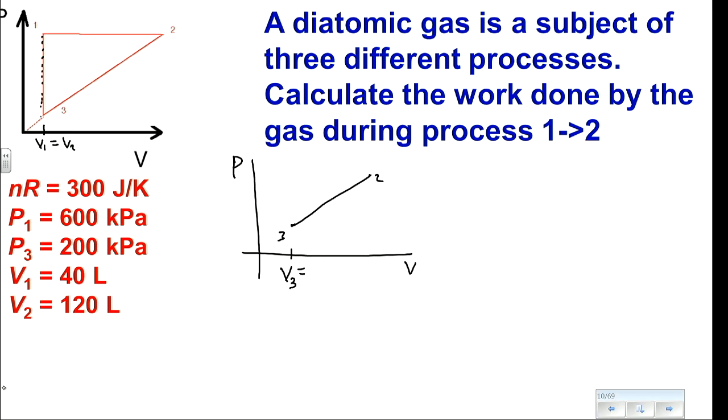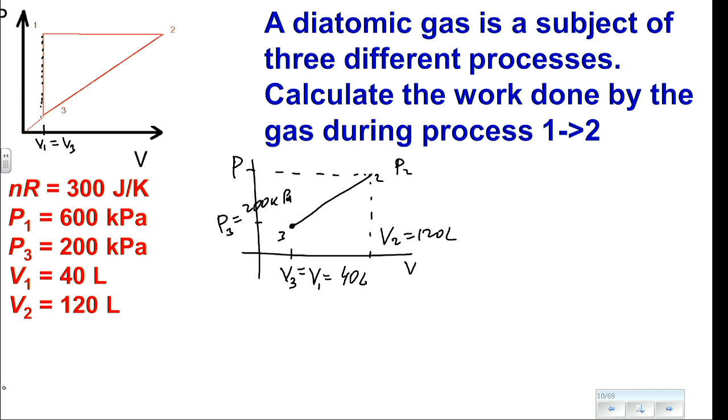Since the process is happening with no change, that is V1, and that is 40 liters. What else do we know about this state? Pressure. We know the pressure, 200 kilopascals. All right. For this state, what do we know? This volume is just given to us, 120 liters, and this pressure, P2.